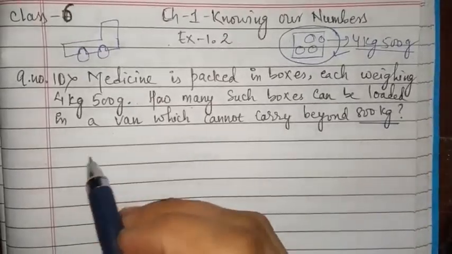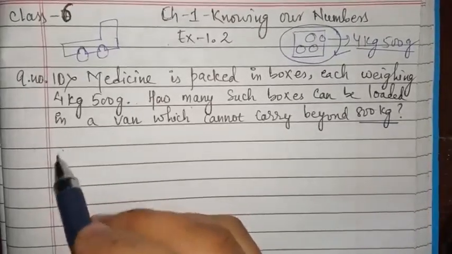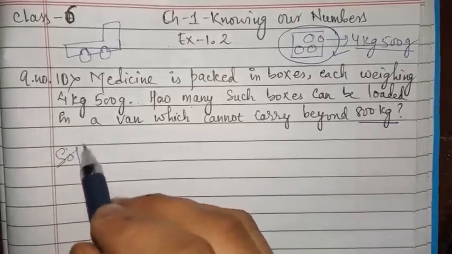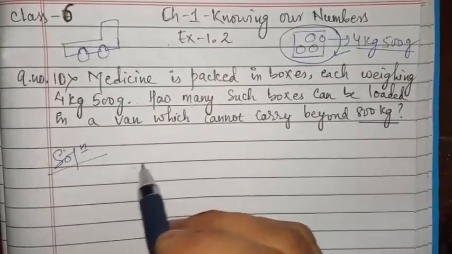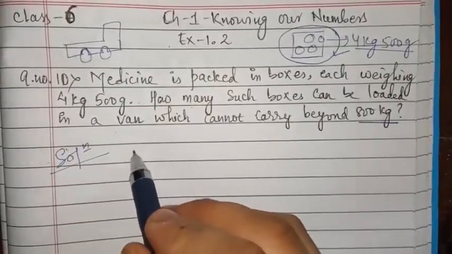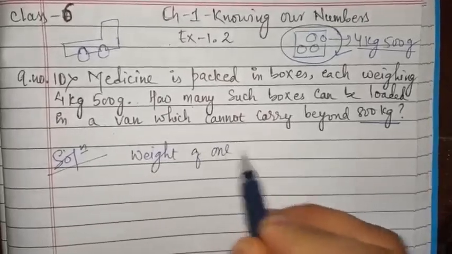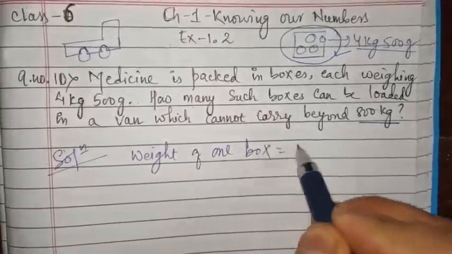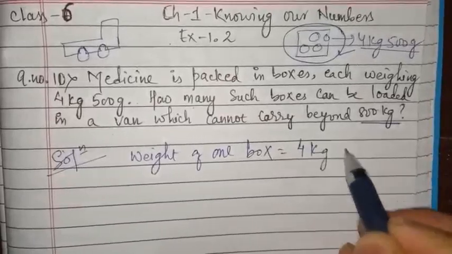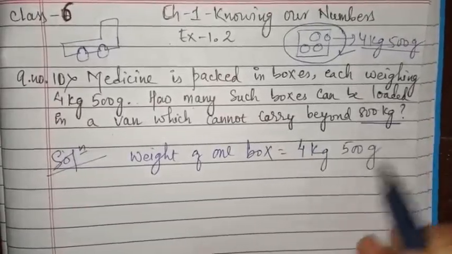In order to find that, we have to list out whatever is given in the question. The first and foremost thing given is the weight of one box. What is the weight of one box? It is 4 kg 500 gram.